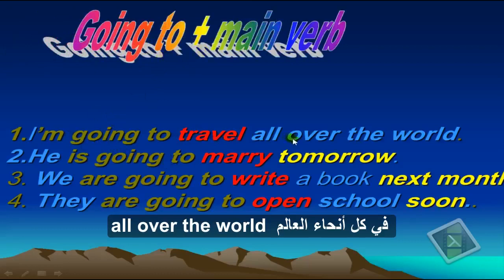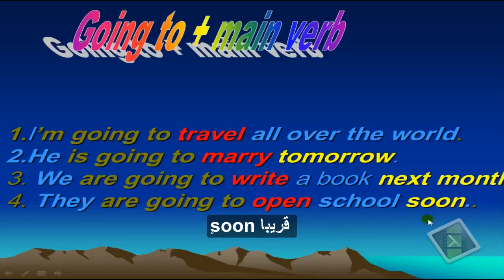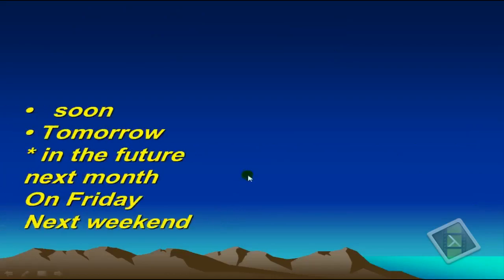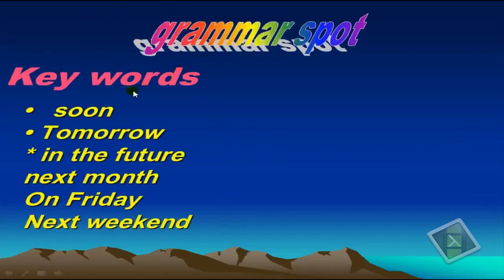I'm going to travel all over the world. He's going to marry tomorrow. We're going to write a book next month. They're going to open school soon. Where am, is, are, going to, plus main verb infinitive, like travel, marry, write, open. Time expressions or keywords: soon, tomorrow, in the future, next month, on Friday, next weekend. All of these words express the future.